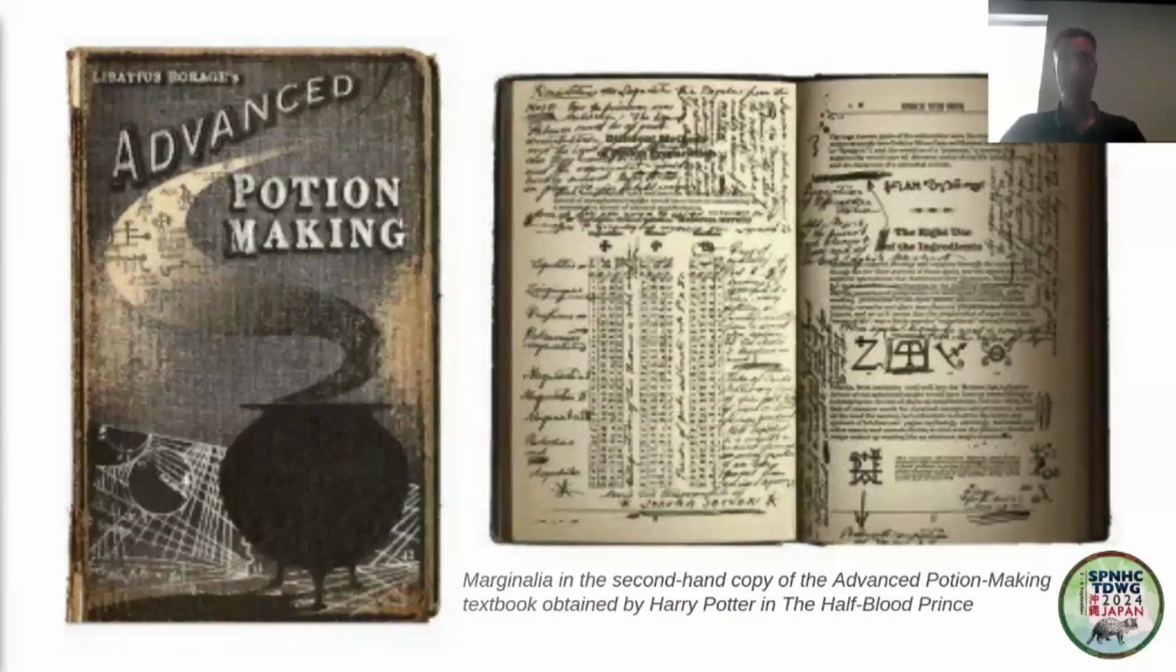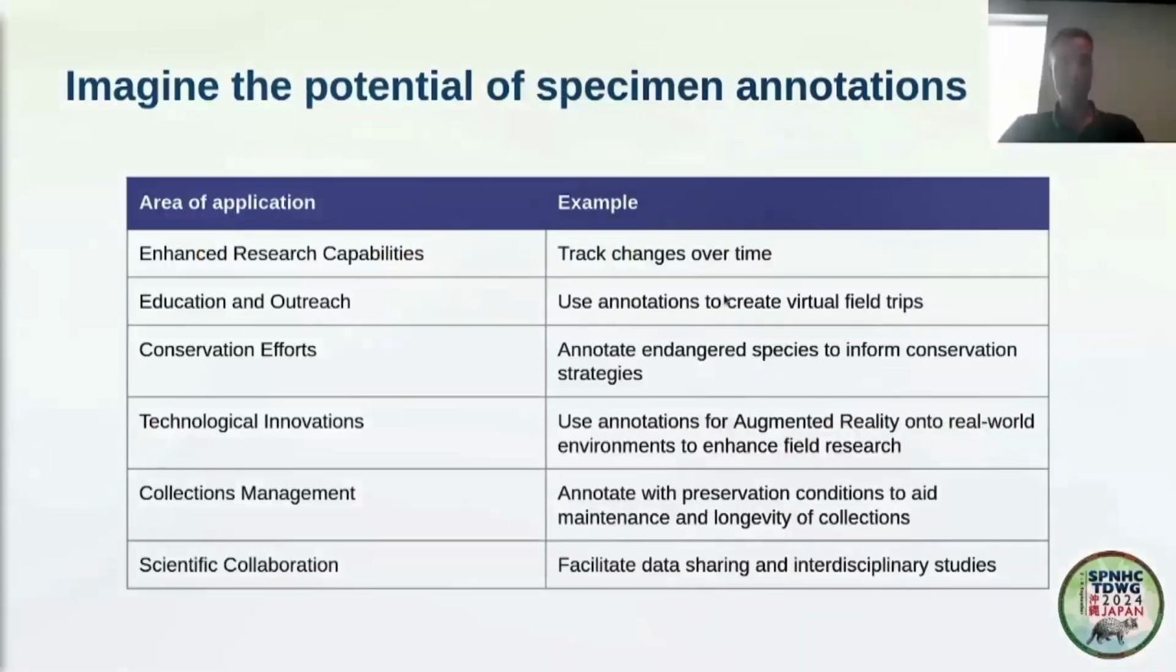But all jokes aside, with the concept of annotations, just think of the potential of digital specimen annotations. For example, we can enhance research capabilities and track changes over time. Think of conservation efforts like annotating endangered species to inform conservation strategies, or work on scientific collaboration and facilitate data sharing in interdisciplinary studies.